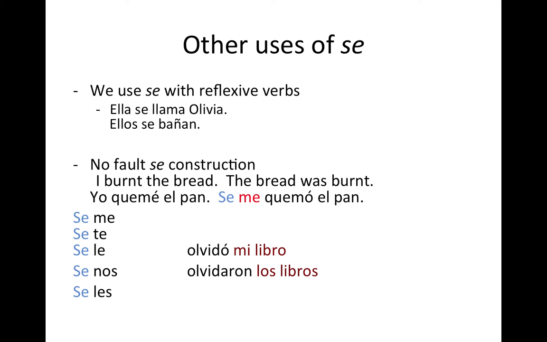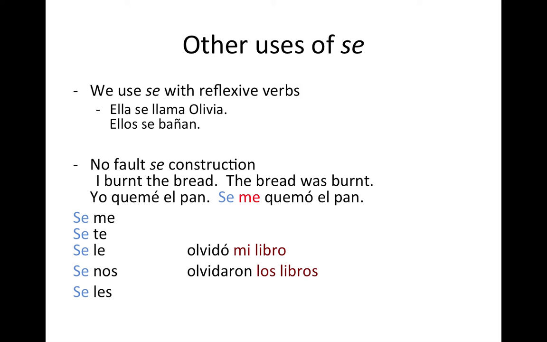So the no-fault SE construction, how does it work? Well, you have a sentence. I have two sentences here in English. I burnt the bread, where I is taking responsibility for the action. It was me who did this. The second sentence right after is the bread was burned. So that's the action, but who did it is not addressed in this sentence. The first one addresses it, the second one doesn't. That is the difference between just a regular sentence and a no-fault SE construction type of sentence.